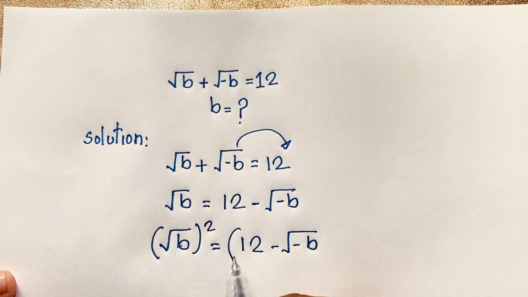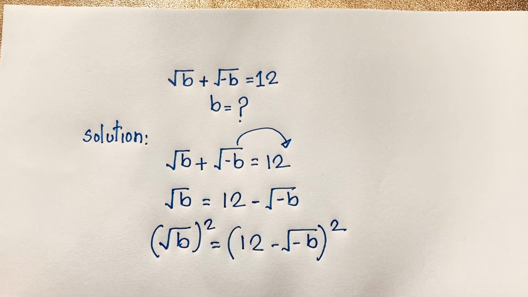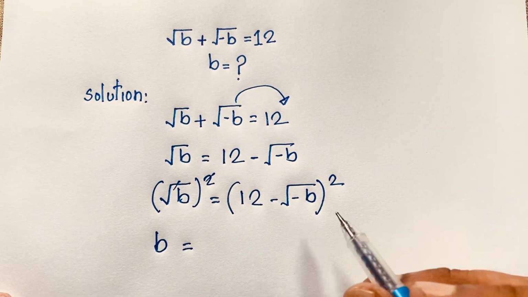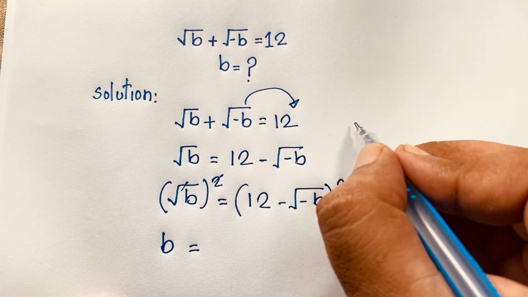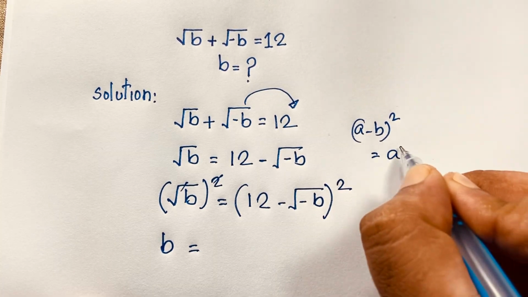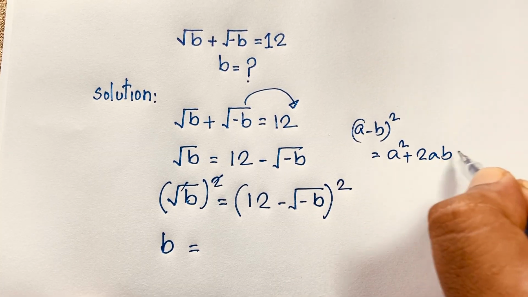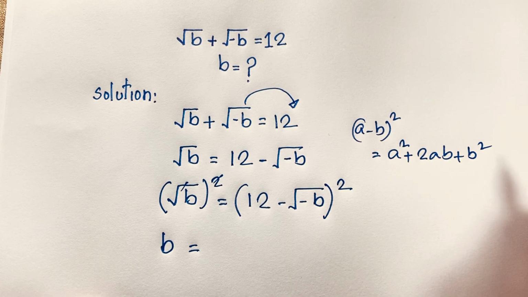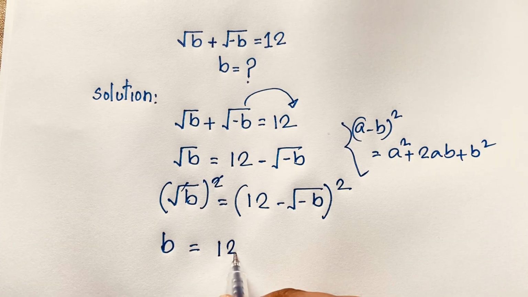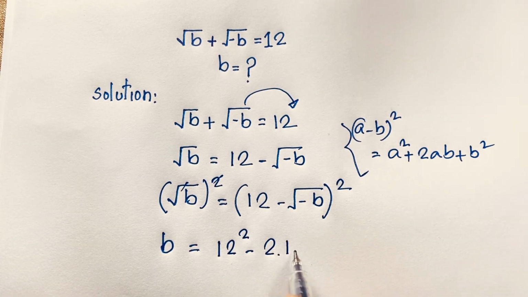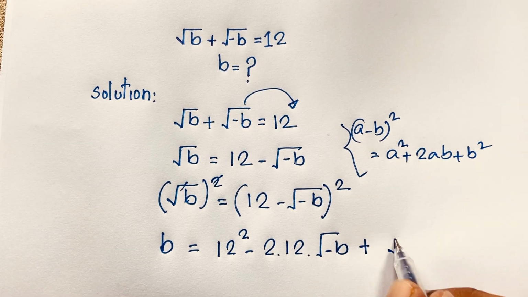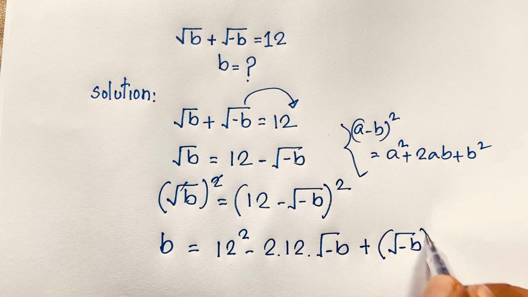Then at this moment you can say here the square root is cancelled. We'll find out it will be b is equal to, we know that a minus b whole to the power 2 will be a square minus 2ab plus b square. Then according to this formula, it will be 12 square minus 2 times 12 times square root minus b, plus square root minus b whole to the power 2.